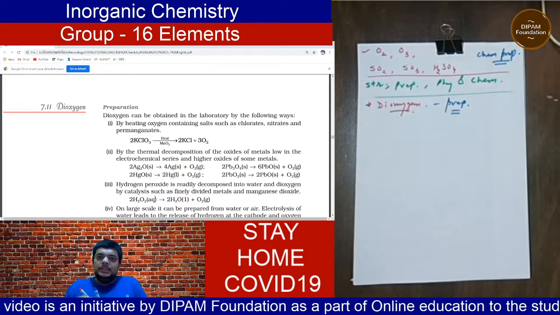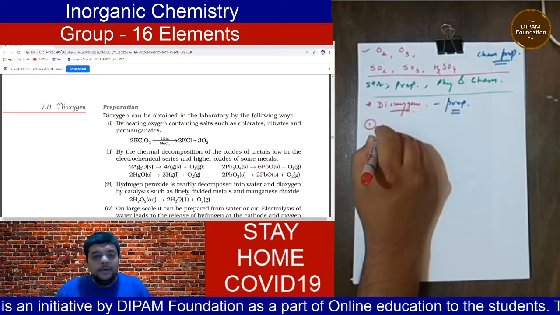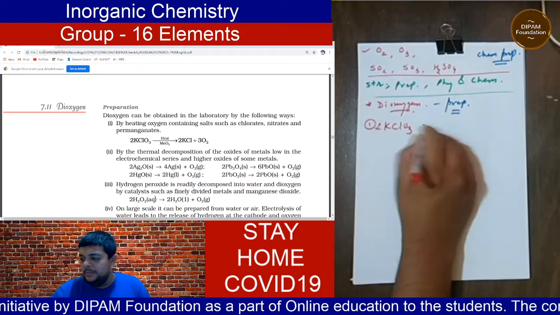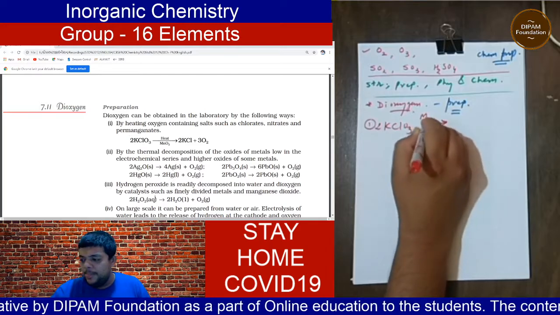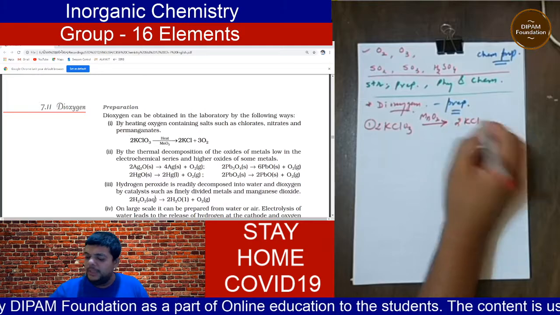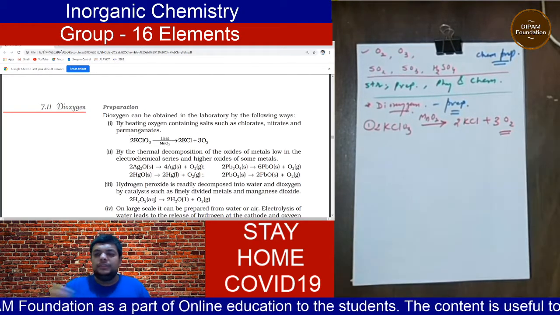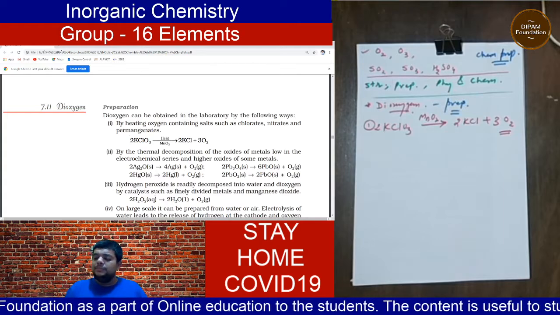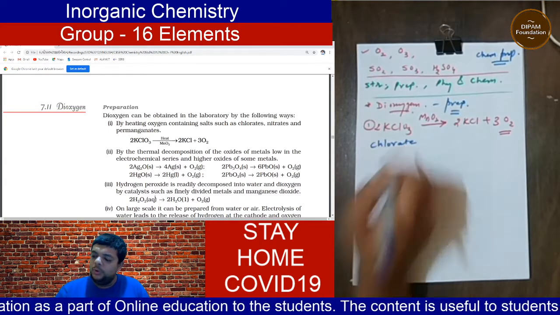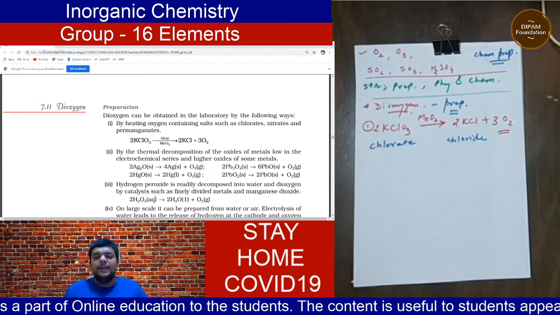In laboratory methods, the first method is when you heat potassium chlorate in presence of manganese dioxide, it results in the formation of potassium chloride and the rest is dioxygen. Now the question comes, how could we name this as chlorate and how could we name this as chloride?